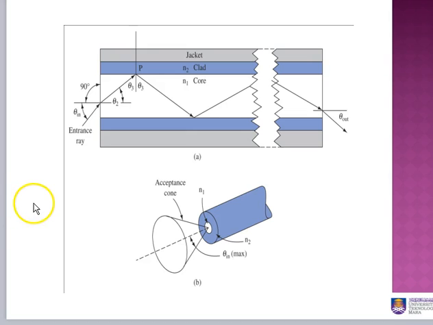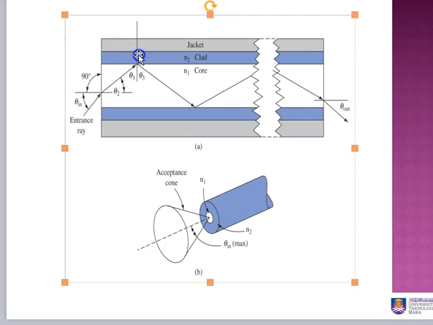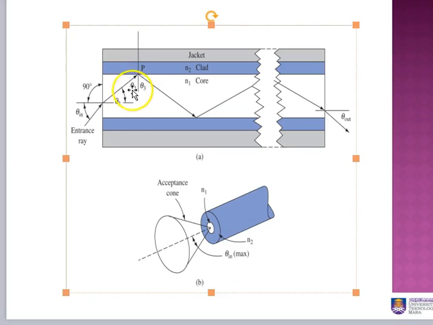Propagation results from the continuous reflection at the core-clad interface, so that the ray bounces down the fiber by total internal reflection. We can see here the entrance ray between air and core. The light is actually refracted. At the interface between the core and cladding, the angle theta 3 should be greater than the critical angle of the core and cladding, so that the light will obey total internal reflection rules.